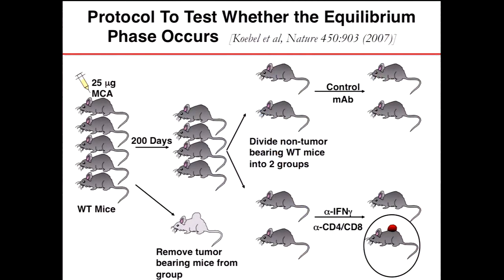So after waiting 200 days and ensuring that these mice did not develop progressively growing cancers, we divided the group in half. Half we took and just treated with control monoclonal antibody. The other half we took and treated with monoclonal antibodies that wiped out their immune system, that destroyed their T cells and blocked gamma interferon. And then we followed tumor formation over time. So here's the results of that experiment.